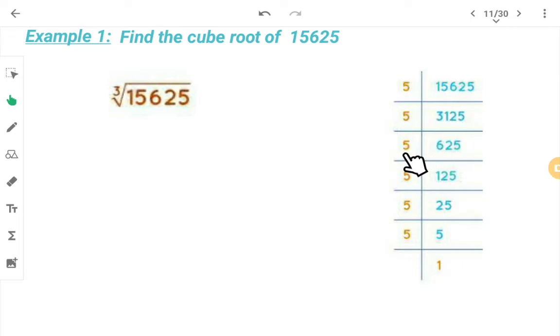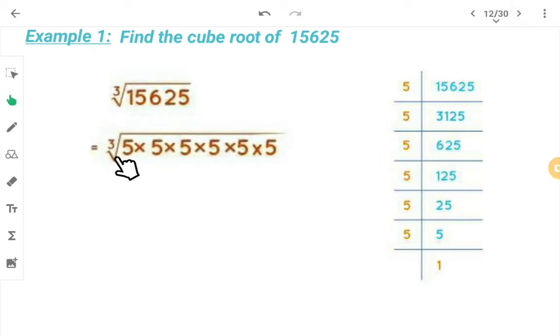Now 5 into 125 is 625. Yes, 5 into 25 is 125, and 5 into 5 is 25. Now you can write 15,625 as 5 into 5 into 5 into 5 into 5 into 5. How many 5s are there? 6, right? Next step, we are going to make groups.